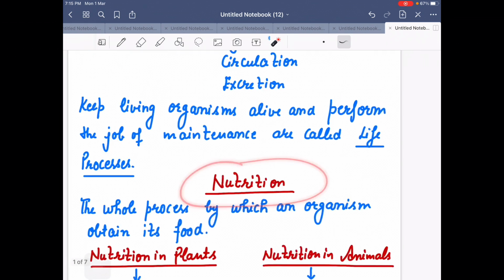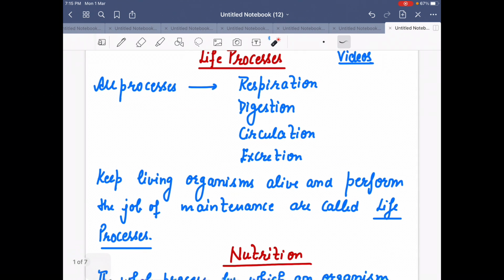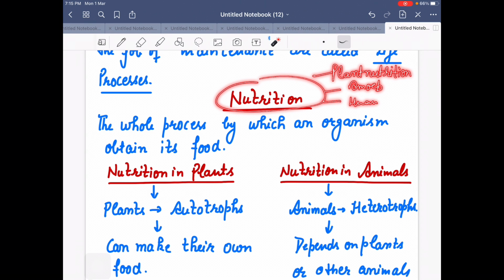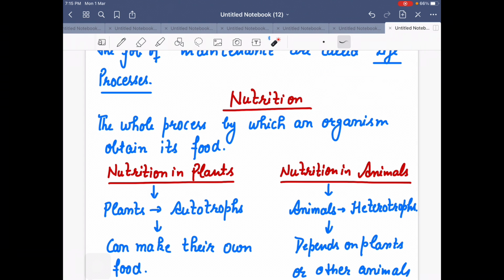So as you know, till the time you will not eat food, you will not get energy. That is why in our NCERT, the first topic which is given is nutrition. Under this nutrition topic, they have talked about plant nutrition, which is very important, because many times they ask the steps. Second is the nutrition in amoeba and paramecium. And third one is nutrition in human beings. So these 3 subtopics are given under our topic, nutrition.